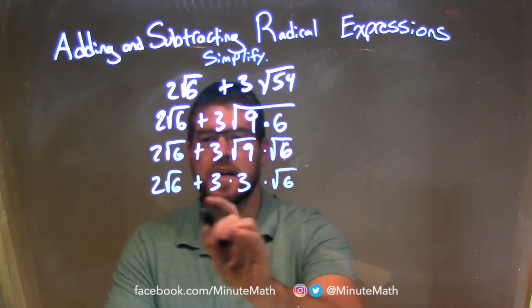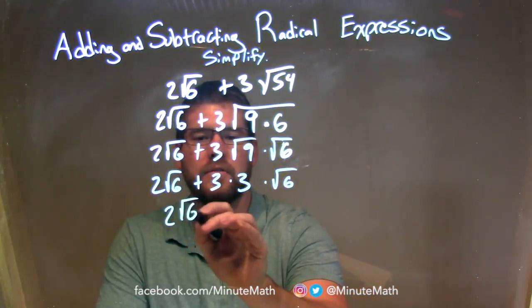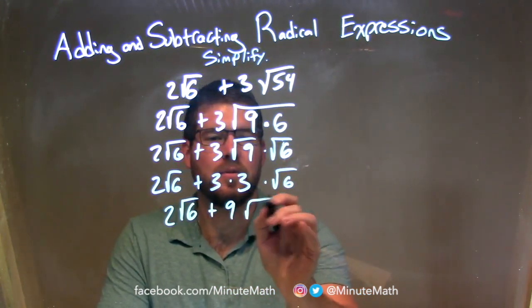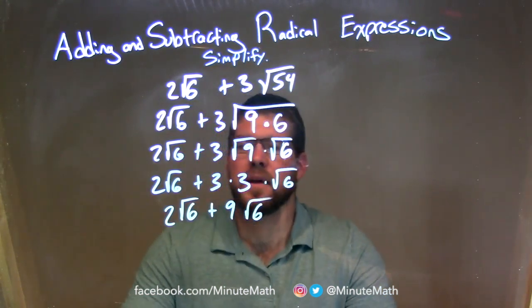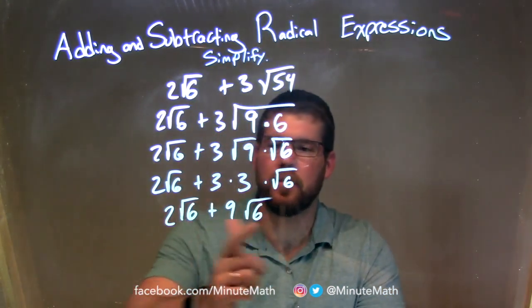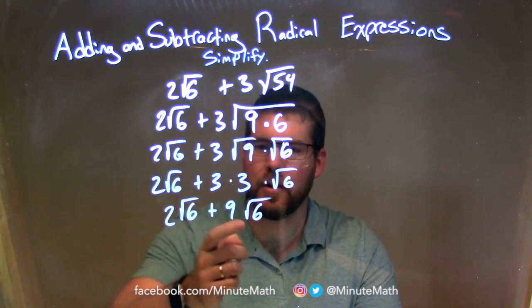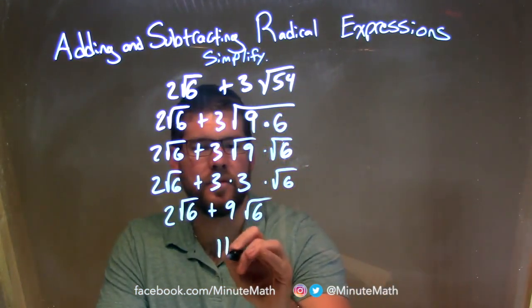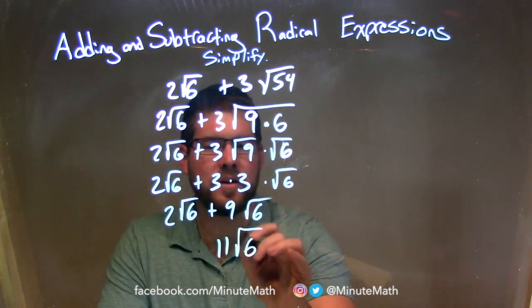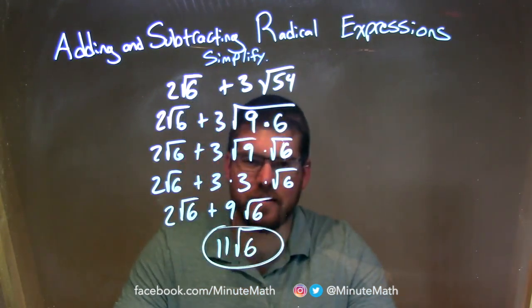3 times 3 is just 9. So we have 2 square root of 6 plus 9 times the square root of 6. Well, now that we have the same square root of 6 in both parts, we can add what's in front, the 2 and the 9, add together to be 11. So we have 11, bring down just the square root of 6, and that's it. Final answer, 11 square root of 6.